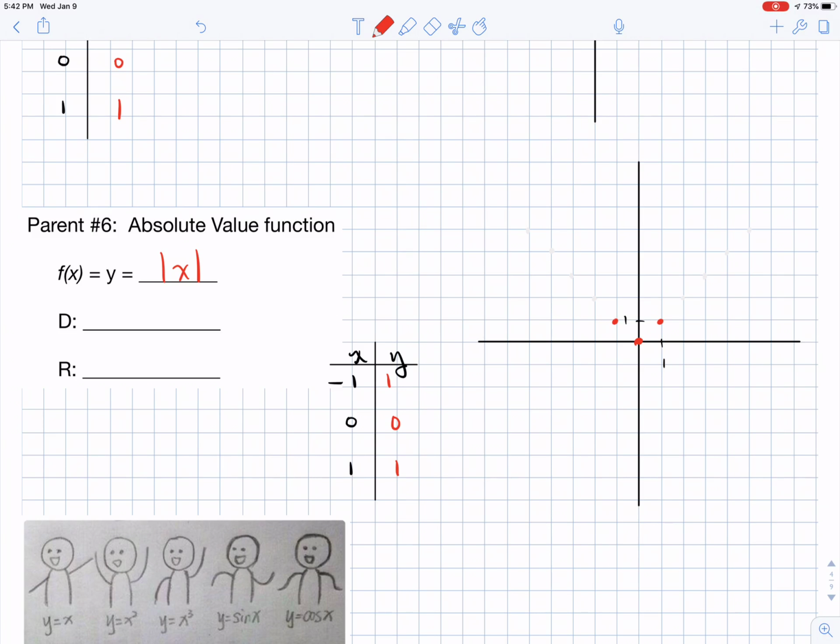So think about a few more. The absolute value of 2 is 2, 3 is 3, 4 is 4. On the negative side, the absolute value of -2 is +2. -3 absolute value is +3, etc. This guy, and it should be pretty obvious as to why it's called this, is called the V-graph.